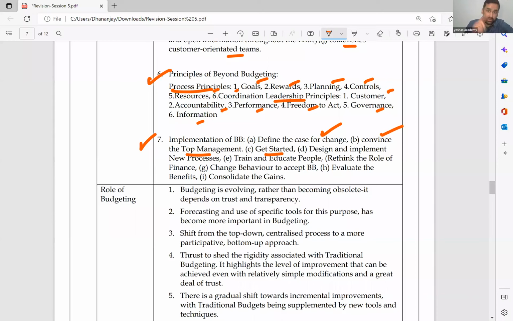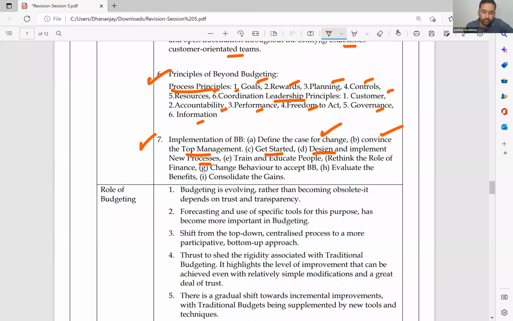But your target in beyond budgeting is not to be happy at 10,500. Your target is to try 12,000, the best practice. Train and educate people. Otherwise, they will just go in their regular style. You will never go beyond 10,500. Rethink the role of finance also, change behavioral aspect, evaluate the benefits, consolidate the gains.